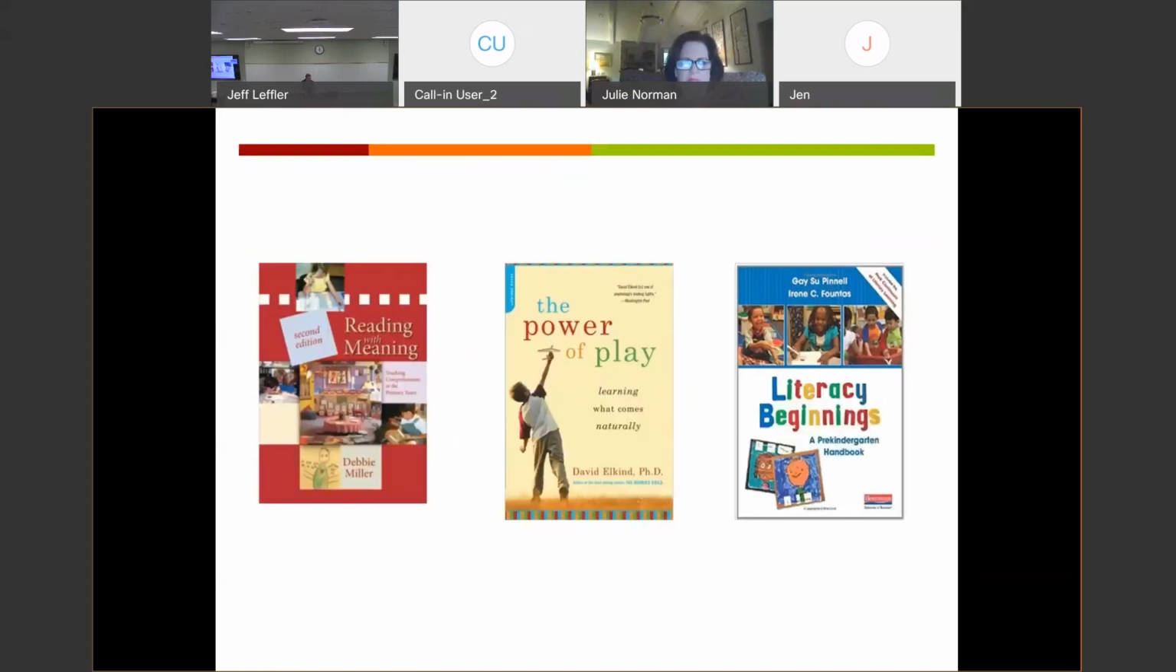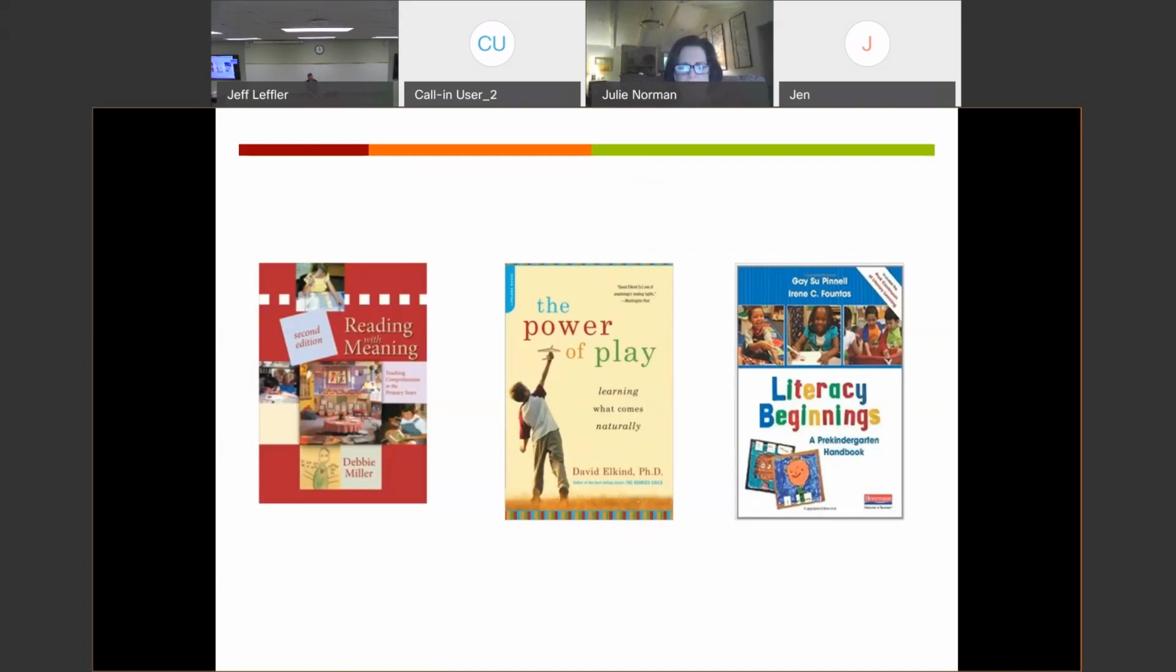Very, very good. So just a note, these are some books that I pulled information for this session from. Elkind's The Power of Play is a really great resource if you want to understand better how important play is. Literacy Beginnings has a lot more information about this interactive reading and writing if you're interested in that. I'd hoped we would have time at the end to read a book.